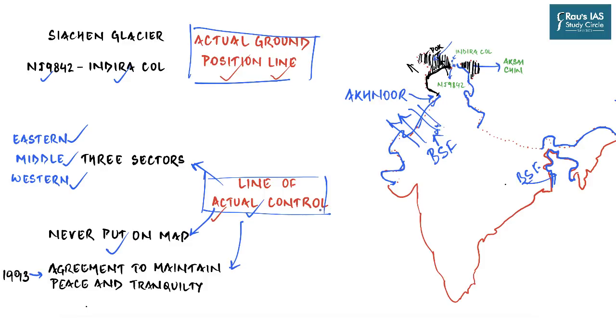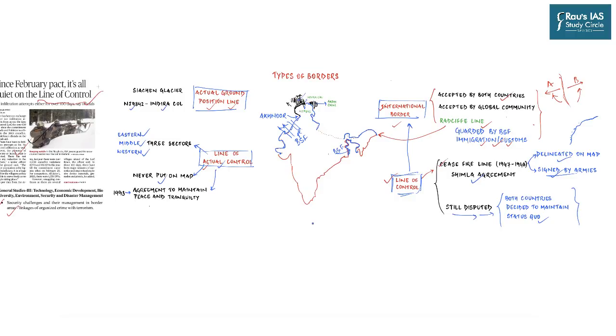But that does not prevent one country from imposing their own perception of line of actual control on the other country. And that is the basic reason why we are having so many scuffles between India and China. So I hope that this discussion would have cleared some of your doubts related to different kinds of borders which India shares with its neighbors. Let us now move on to the next news.